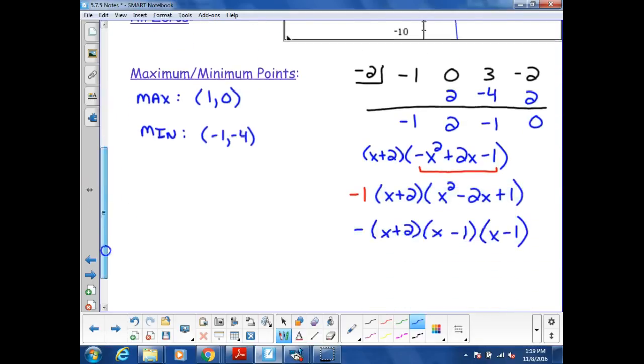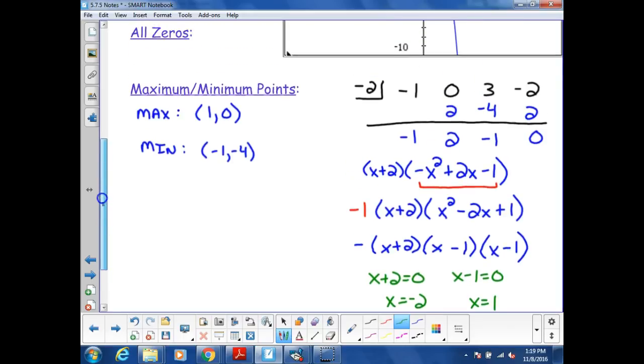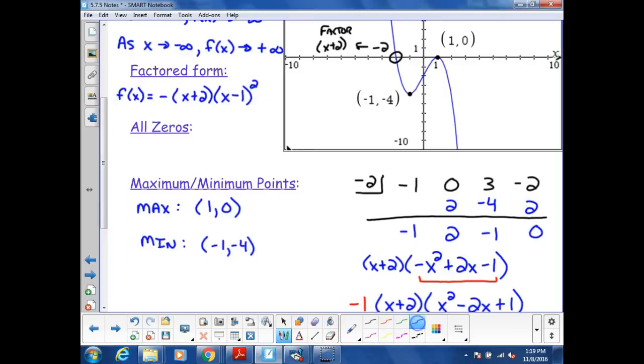To find my zeros then, I set all of these factors here equal to 0. So I get 2 zeros at -2 and +1. Which makes sense because the one at +1 is a double root. Because it's right on, that turning point is right on the axis. Okay?